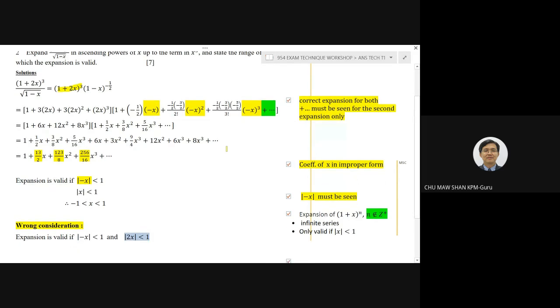Okay, same as just now. You see the coefficient of the terms must be in improper. Dan di sini berhati-hati.